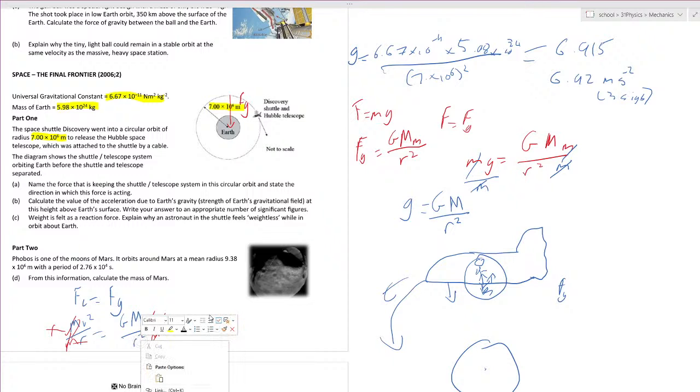You're going to end up with a formula that is v squared is equal to G times M over r, and then you usually square root both sides to get velocity. So this is a common one that you'll use, or it might come up. Velocity is equal to the square root of the universal gravitational constant times the mass of whatever object divided by r.